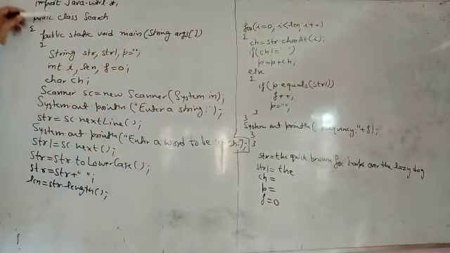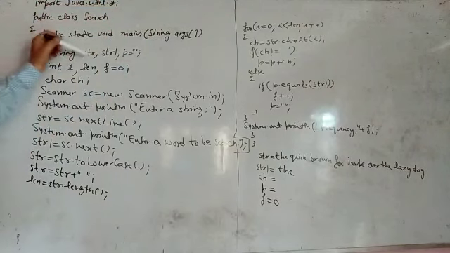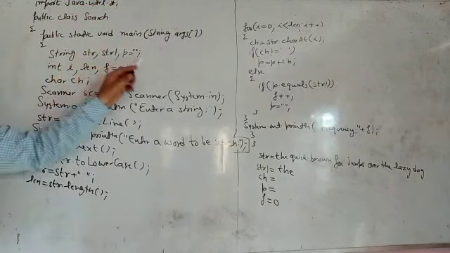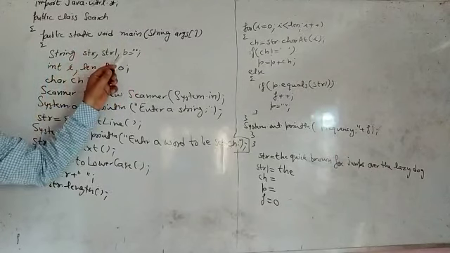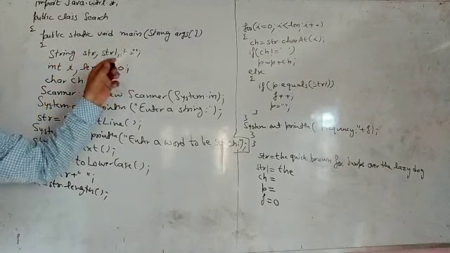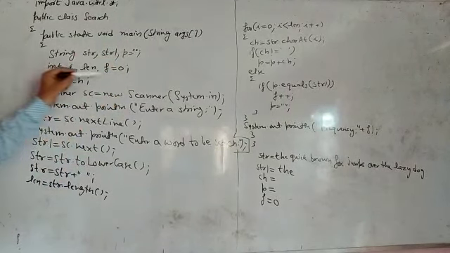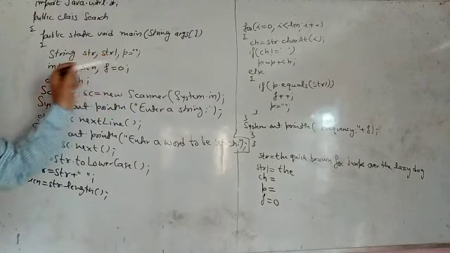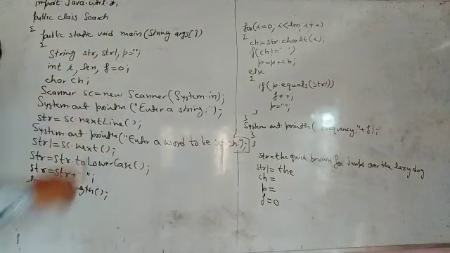See here. Your first line is import java.util.*. Then your second line is public class Search. Then after that, public static void main as usual. Three String variables we have taken: str, str1, p. str contains the sentence, str1 contains the word that you want to search, and p contains the single word that we are extracting. After that, three integer variables we have taken: i, len, f. i is for the loop, len is the total number of characters, and f contains the frequency.